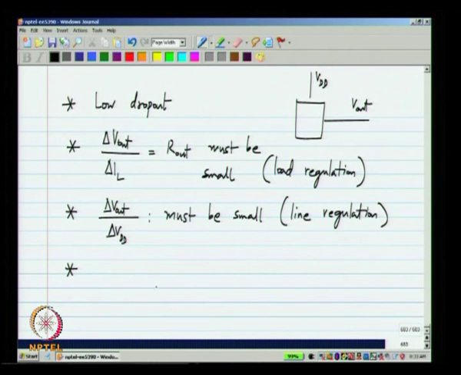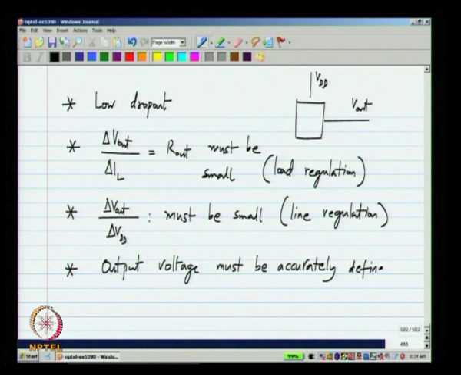And the output voltage must be accurately defined, that is another requirement. And finally, sometimes there are step changes in the output current, that is, the output current changes, and the transient of V out should be small as well.